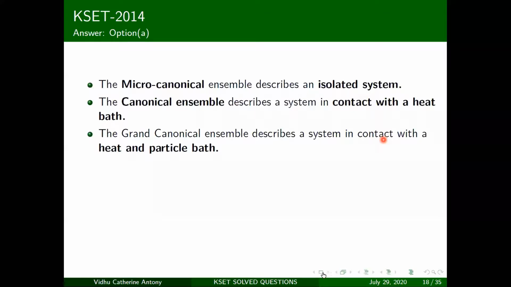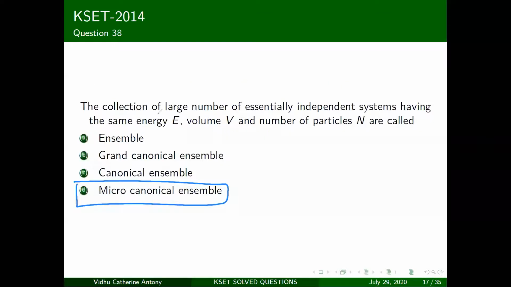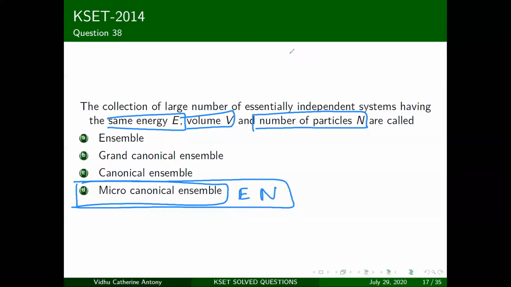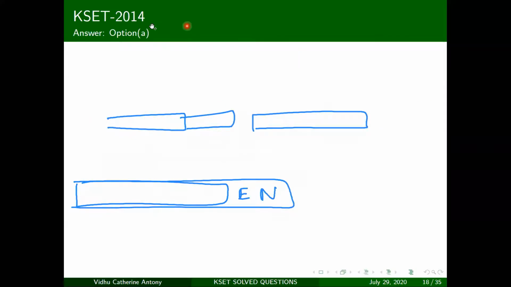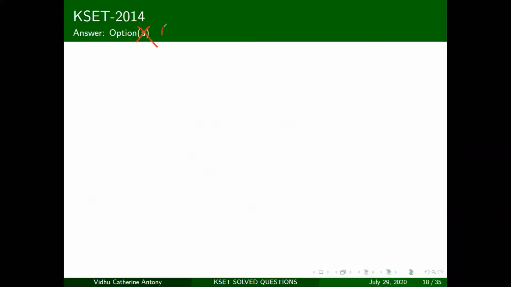So I think I've covered it all. I don't know why this is given as option A. I think I messed it up. It's supposed to be option D, because let's just read this part. They've said the collection of a large number of essentially independent systems having the same energy, volume V, and number of particles N. So in this you have the same energy, volume, and same number of particles, then you end up having your microcanonical ensemble. So I just want to correct this. I should probably edit it and then give it to you. This is not A. This is D.